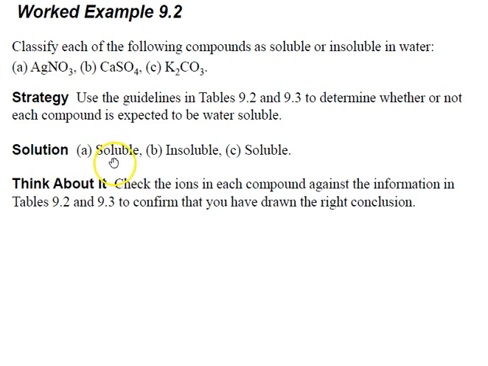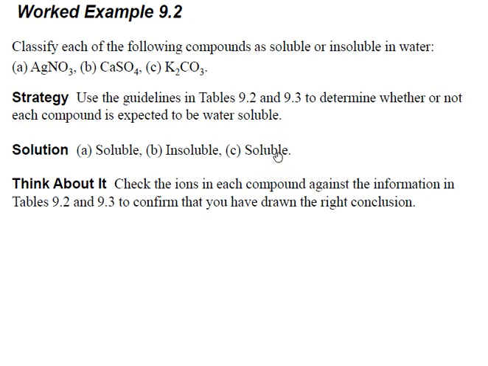So part A, it does contain a nitrate. Most nitrates are soluble. I mean, pretty much all nitrates are soluble, I should say. Even though silver is usually something that you would see as insoluble, really the only way to get it to be soluble is to pair it up with a nitrate. Part B is an insoluble sulfate. Sulfate, when paired with a group 2 ion like calcium, is going to be insoluble. And potassium carbonate, the carbonates are soluble if paired with a group 1 ion, as it is here.